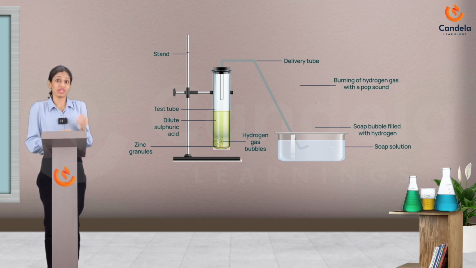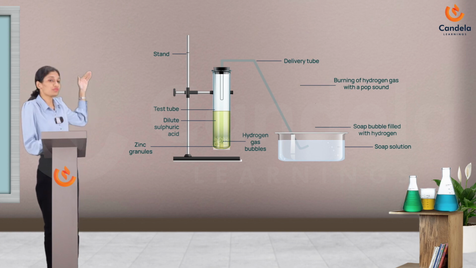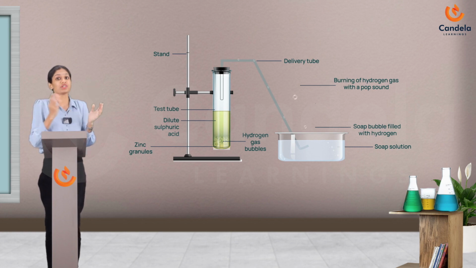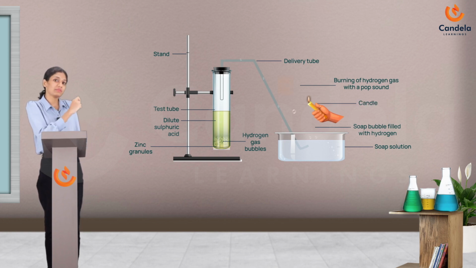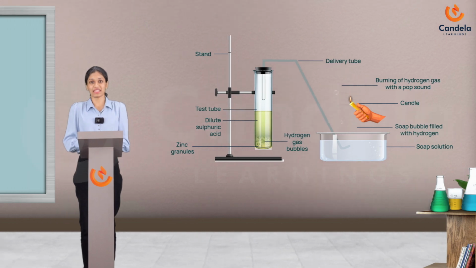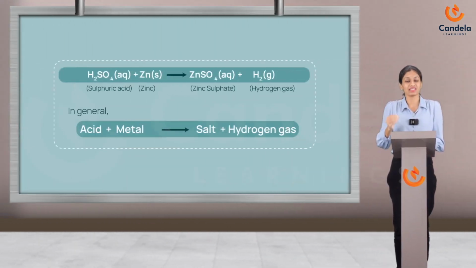For this, we have to pass the gas evolved from this reaction mixture through a delivery tube into the beaker containing soap solution. Now gas bubbles filled with soap are formed in the beaker. When we bring a burning candle near the soap bubbles, the gas burns with a pop sound. This confirms that the gas formed is hydrogen gas. That is, when dilute sulfuric acid reacts with zinc, we will be getting zinc sulfate and hydrogen gas.